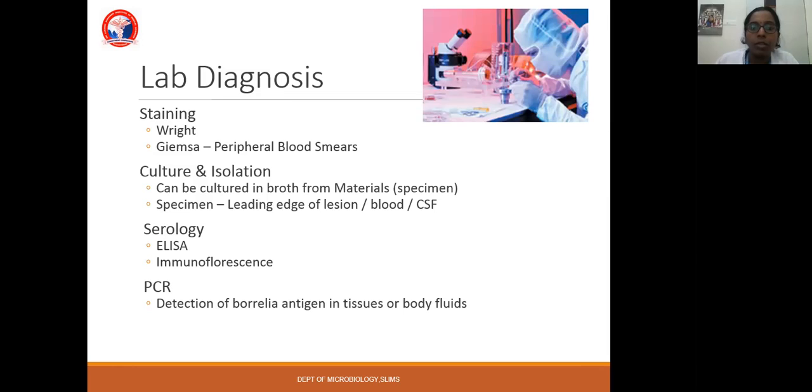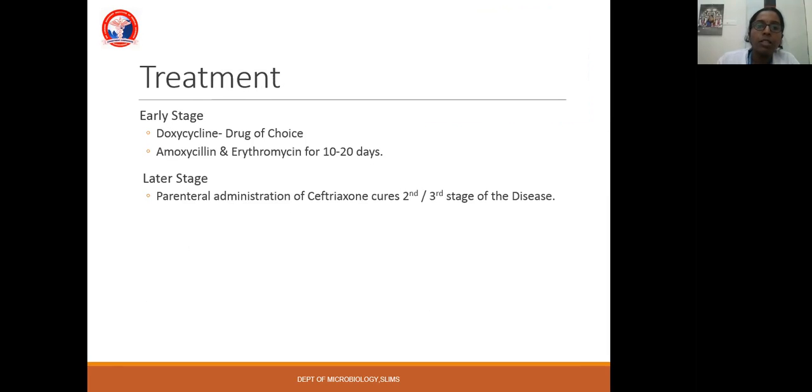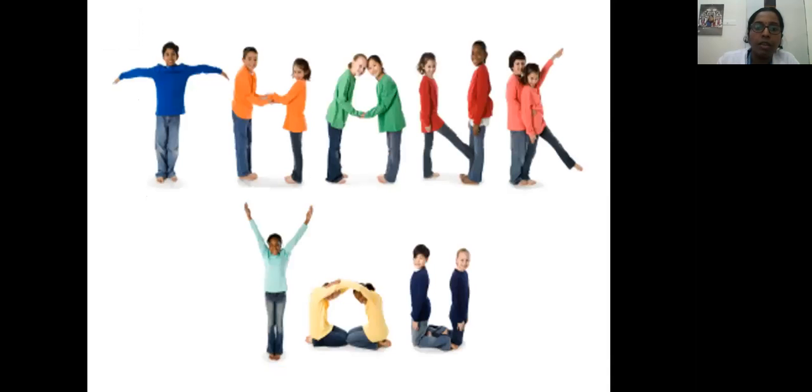Lab diagnosis can be by smear from the blood with Wright stain and Giemsa stain. It can also be detected by culture of the blood, and then ELISA or immunofluorescent staining can be done. Treatment is with doxycycline, amoxicillin, and erythromycin. These are the drugs of choice. In the later stage, parenteral ceftriaxone can be given.